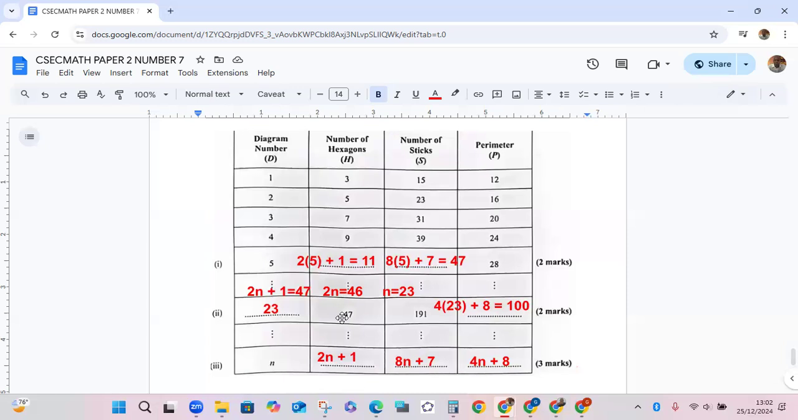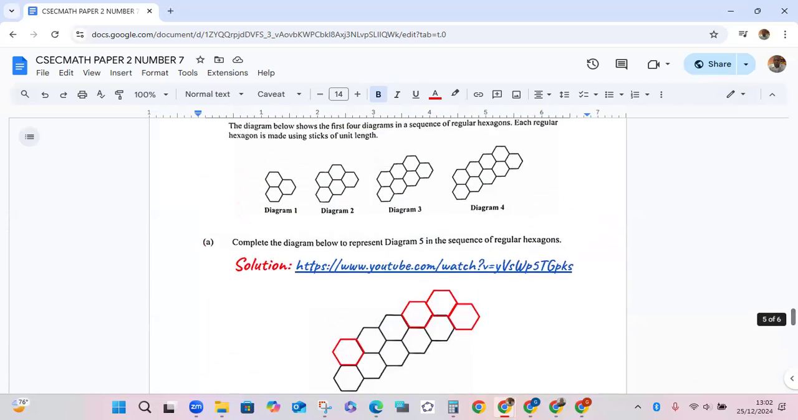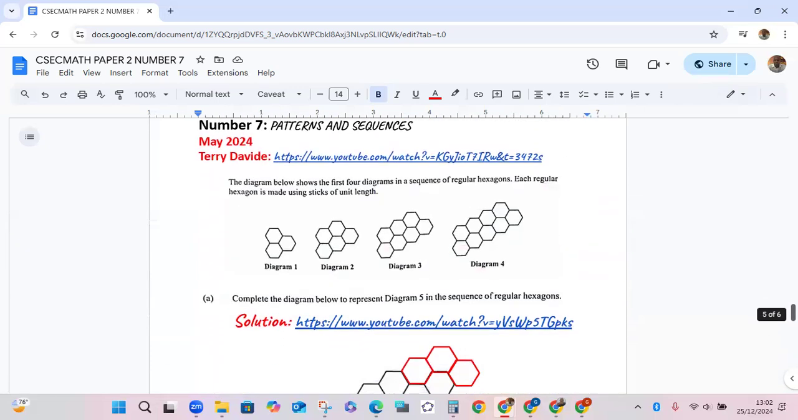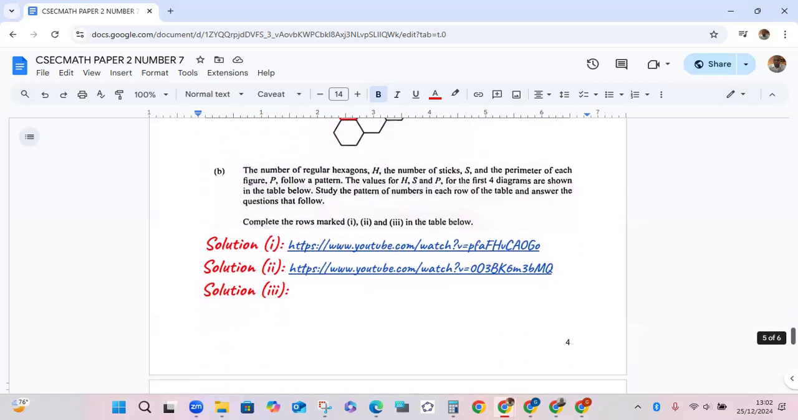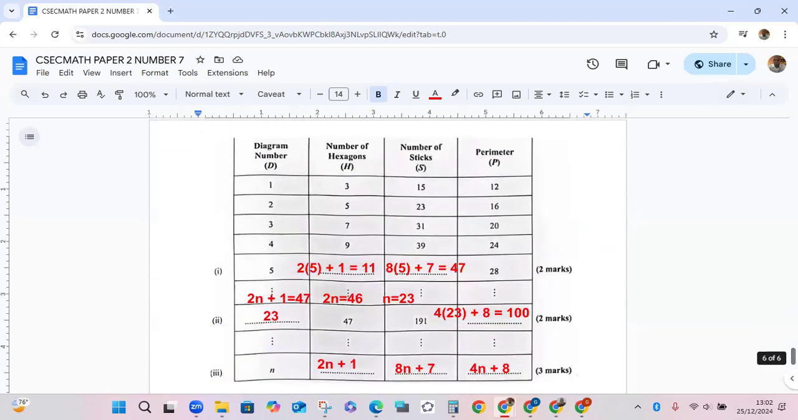So what you need to do is to search for other past papers. This is 2024 and look for number 7s and get number 7s like this. And you can easily solve it and also verify your answer by using YouTube. As you can see, I pasted Terry David, you have Cohen Springer, and you have others to verify your solution. And you also have this platform where you can ask questions to verify your solution. So this is the solution for part 3.